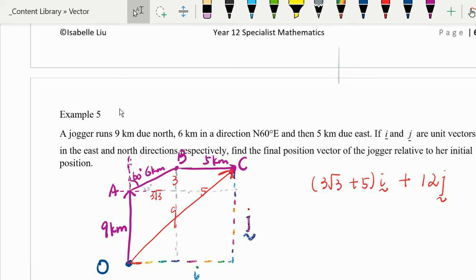I must work out this one and this one. So I can see that's 9, so this length must be 9. So here is 6, that's 30 degrees, so that must be 3, and that must be 3 root 3. So that's 5, we already know that. So the horizontal is 3 root 3 plus 5 i, and then the vertical is just 3 plus 9, 12 j.